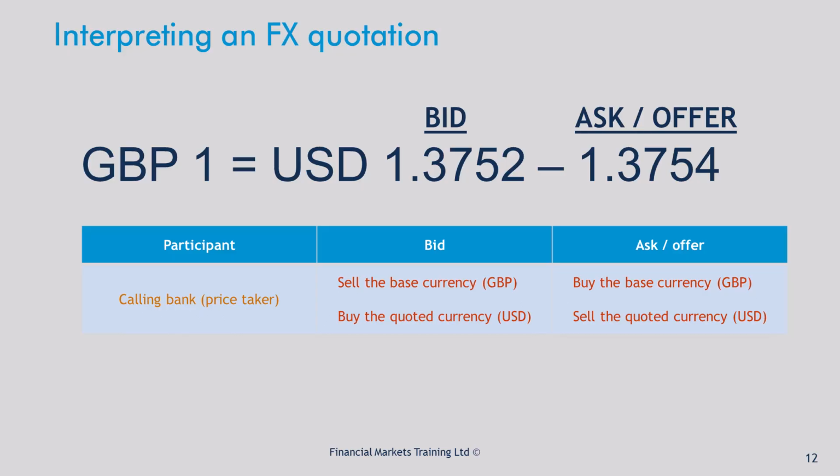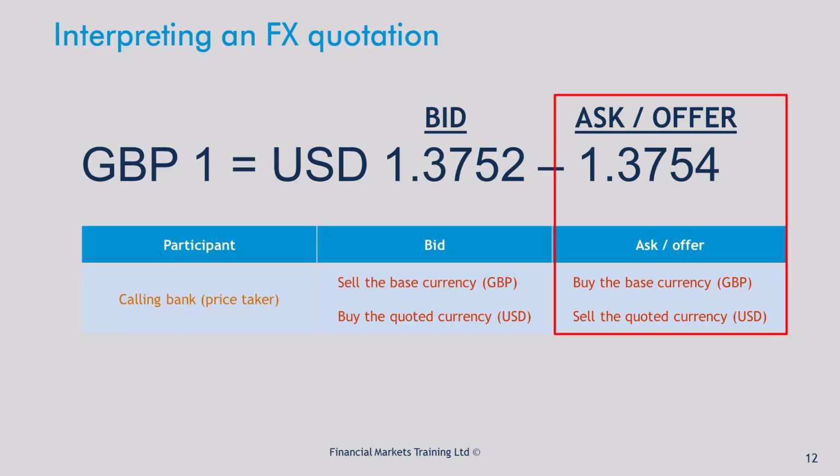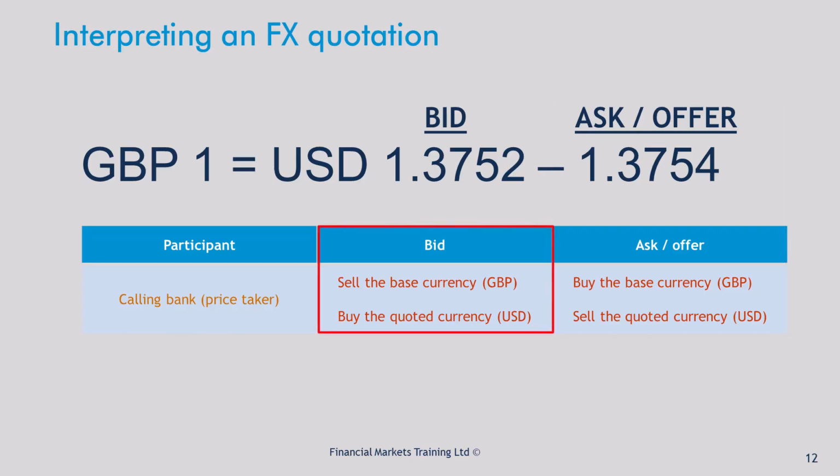In this case, the calling bank will buy 1 unit of the base currency and pay the higher of the two prices, the offer price. Selling the base currency will be transacted at the lower of the two prices, the bid price. Notice that the calling bank will get the worse of the two prices depending on what they want to do. Do you want to sell the base currency? You'll get the lower of the two quoted currency values. Do you want to buy the base currency? Well, you'll have to pay the higher of the two quoted currency values.